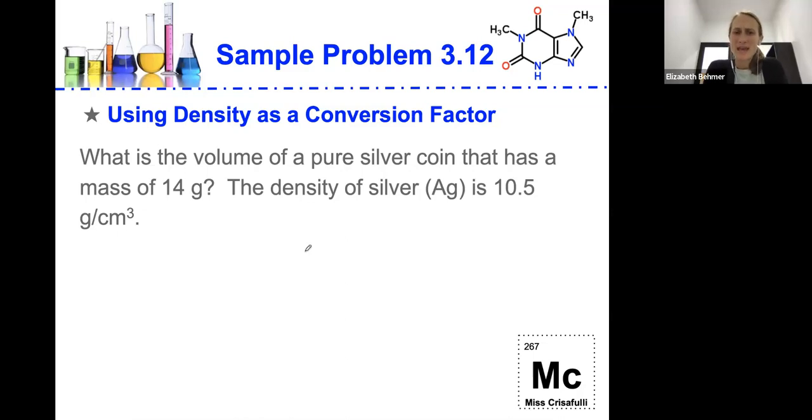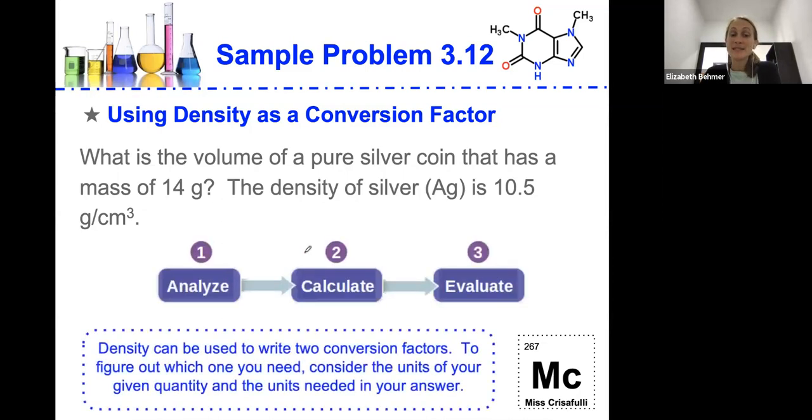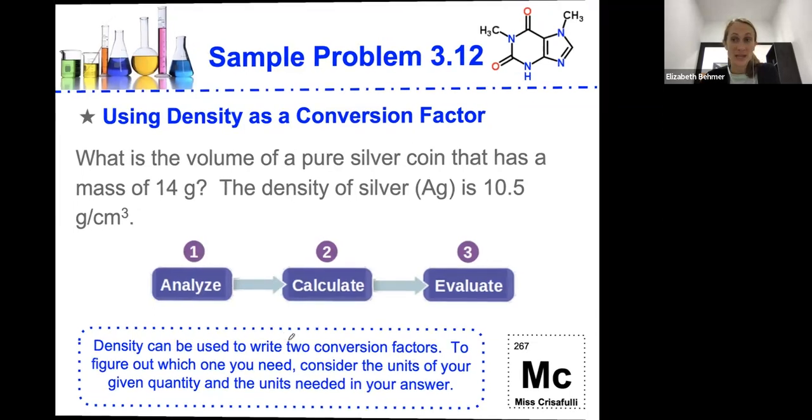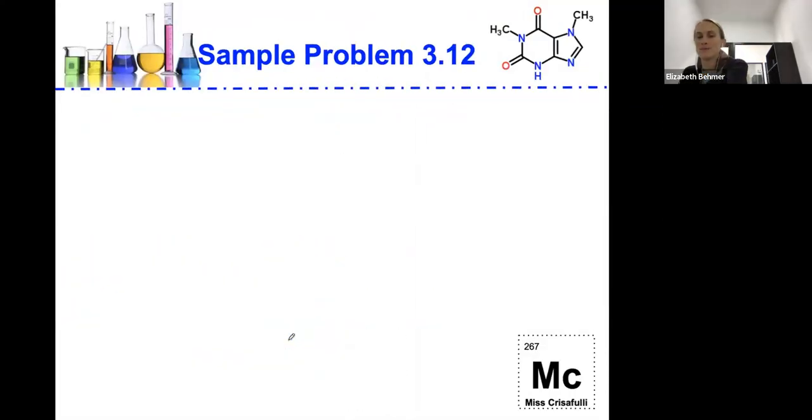So using density as a conversion factor, what is the volume of a pure silver coin that has a mass of 14 grams, and the density of silver, abbreviated Ag in the periodic table of elements, is 10.5 grams per centimeter cubed? So let's go through this sample problem together as well. Density can be used to write two conversion factors, and to figure out which one you need, consider the units of your given quantity and the units you need to answer. So we'll talk about that now.